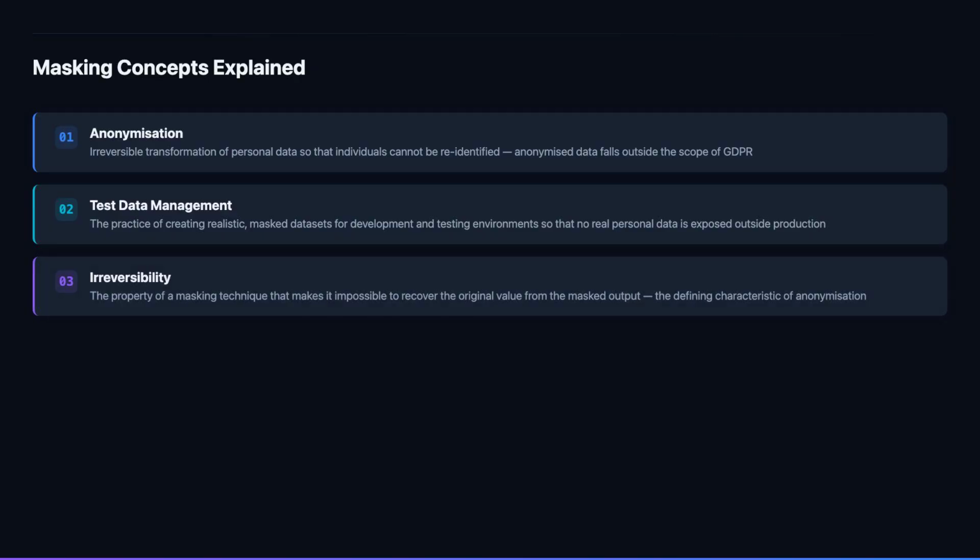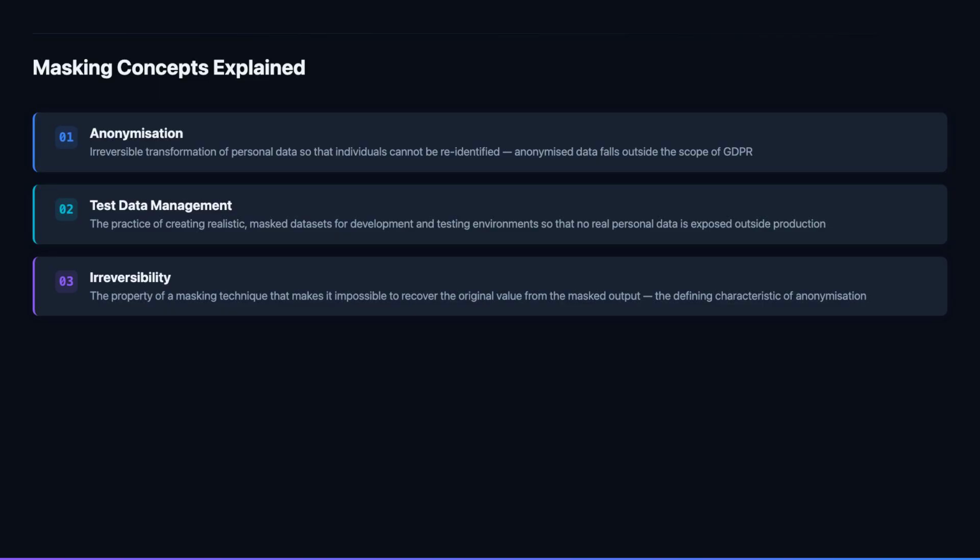The reversibility of a masking technique determines its data protection impact and the legal framework within which the masked data sits. Pseudonymization and tokenization are reversible. The original value can be recovered by an authorized party with access to the key or token vault. Anonymization is irreversible. Once applied correctly, the original value cannot be recovered.